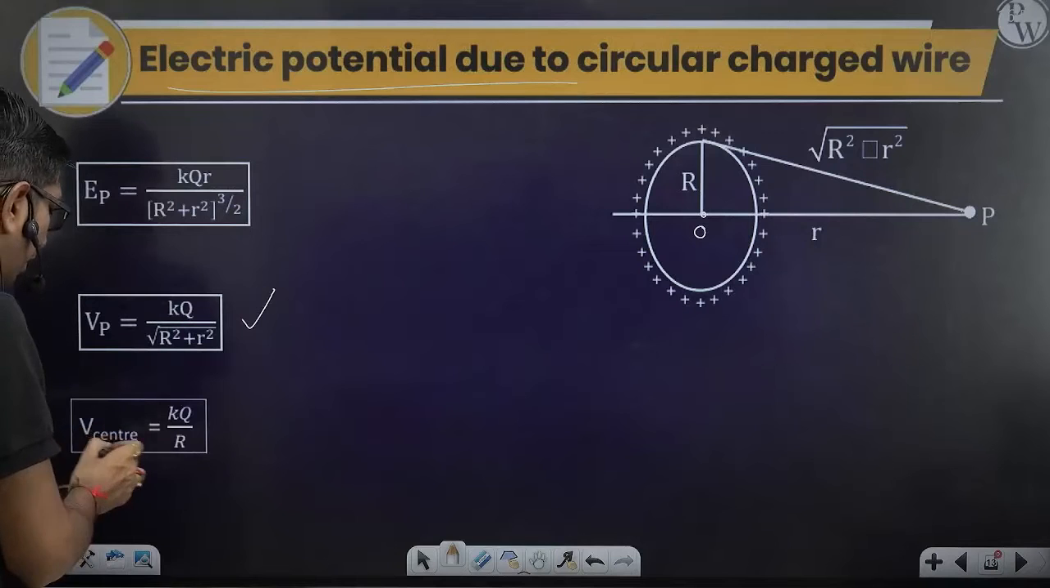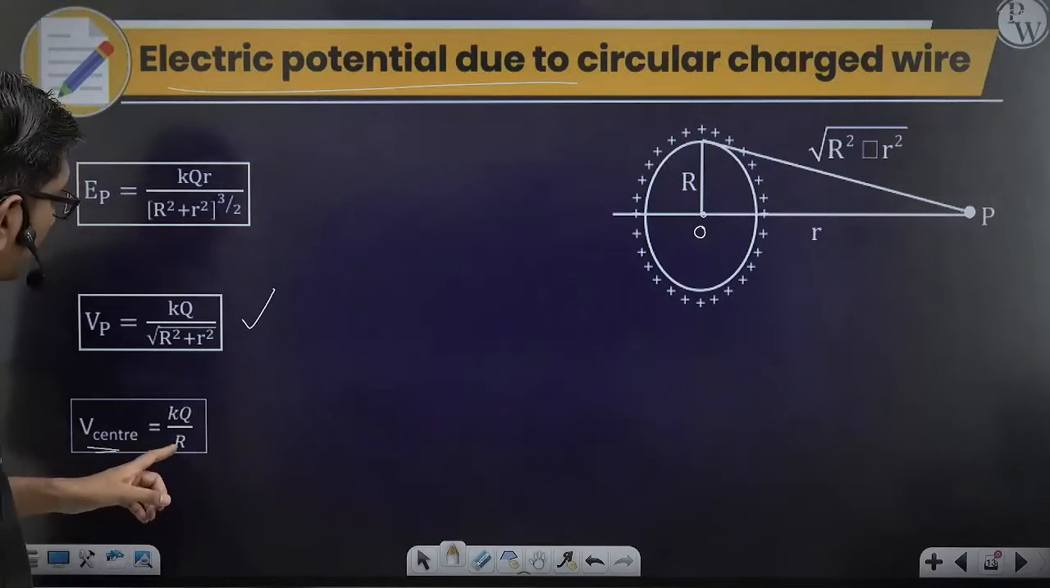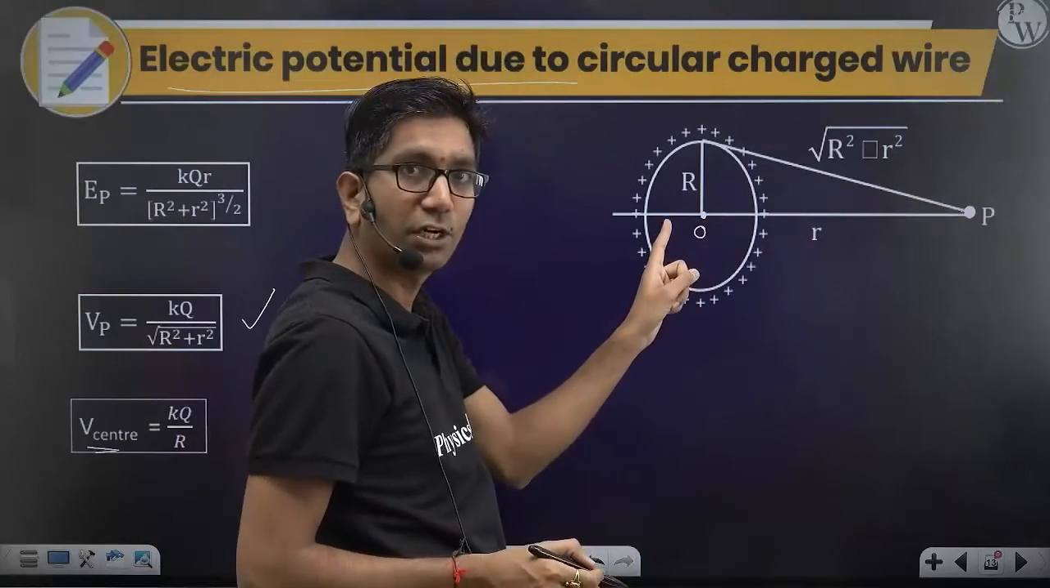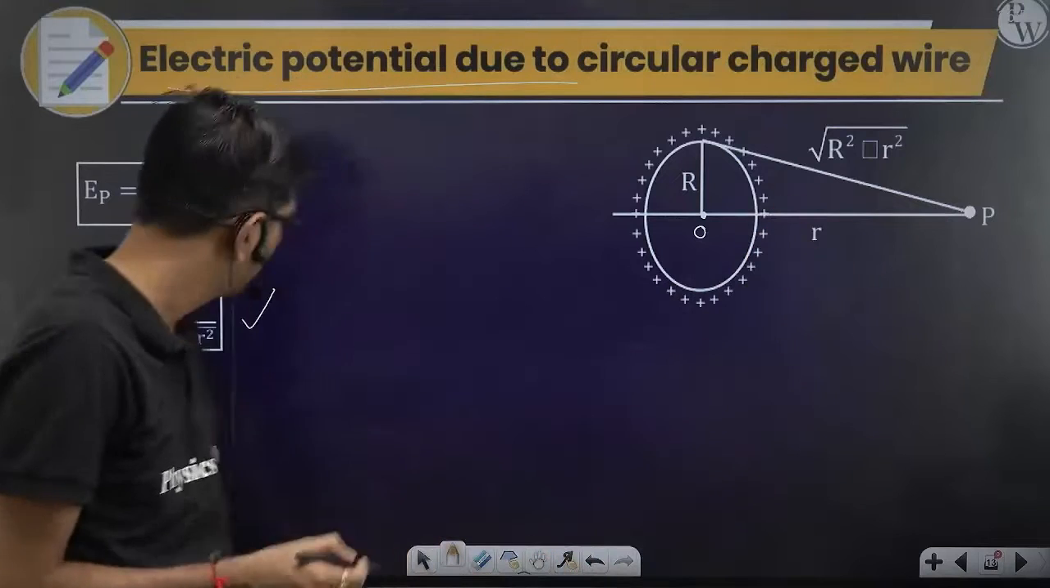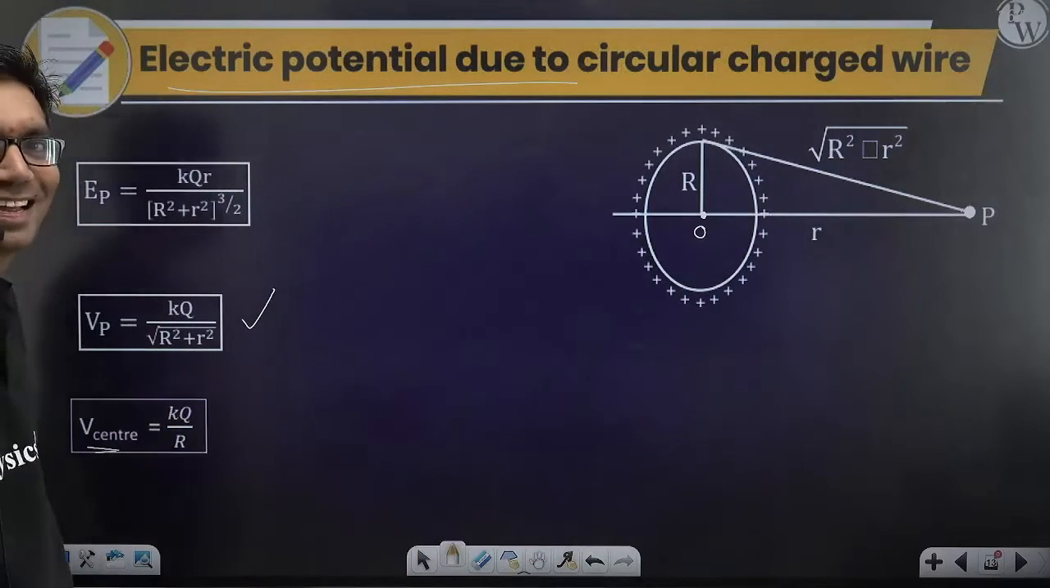What is the potential at the center? Center is nothing but this point. This point is shifting to here. So small r becomes 0, no? So put down r becomes 0. So finally what is left? KQ by R. Is it clear?